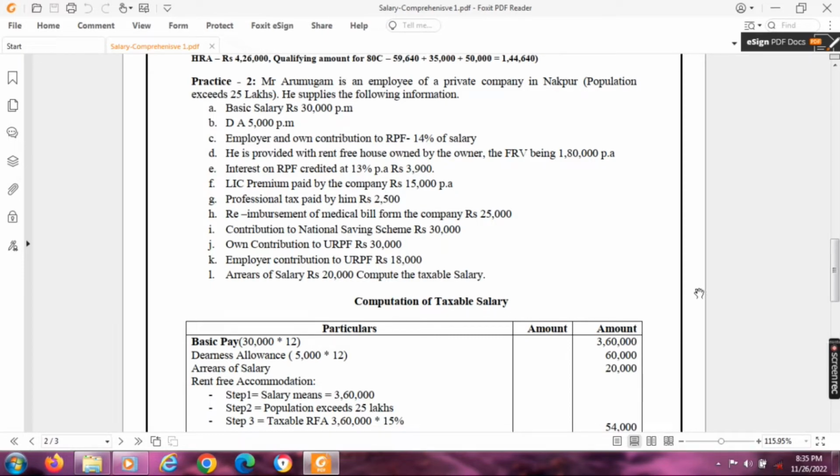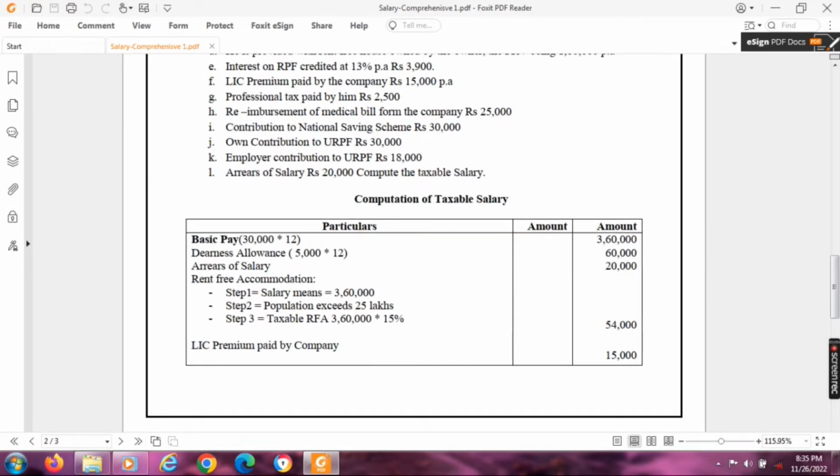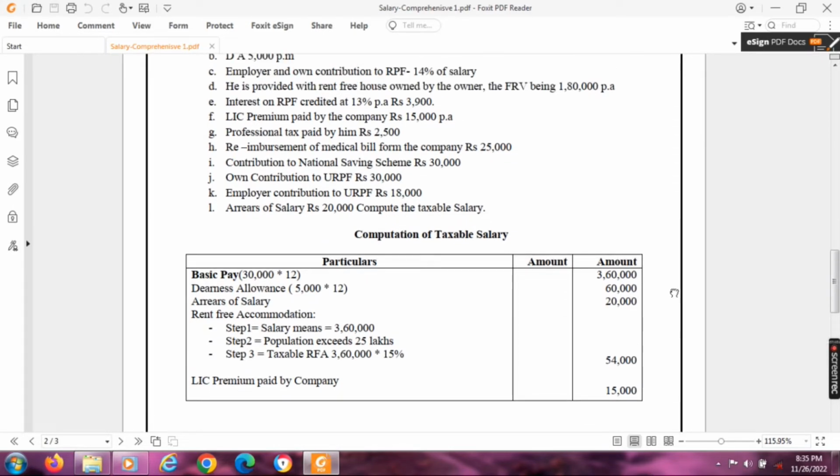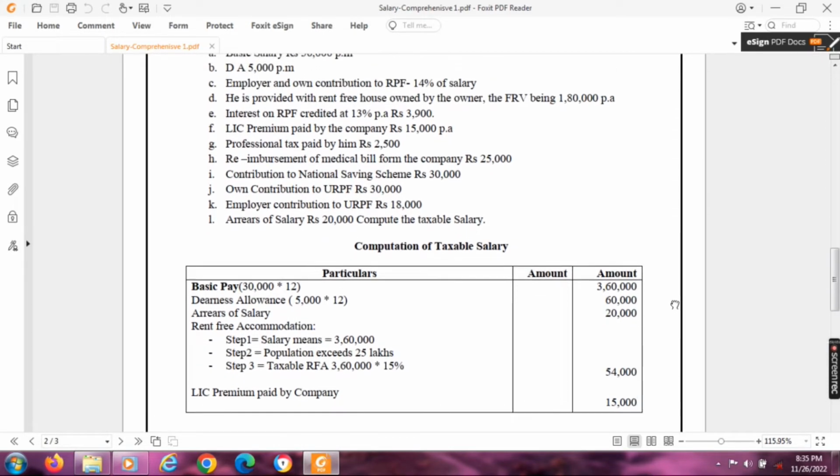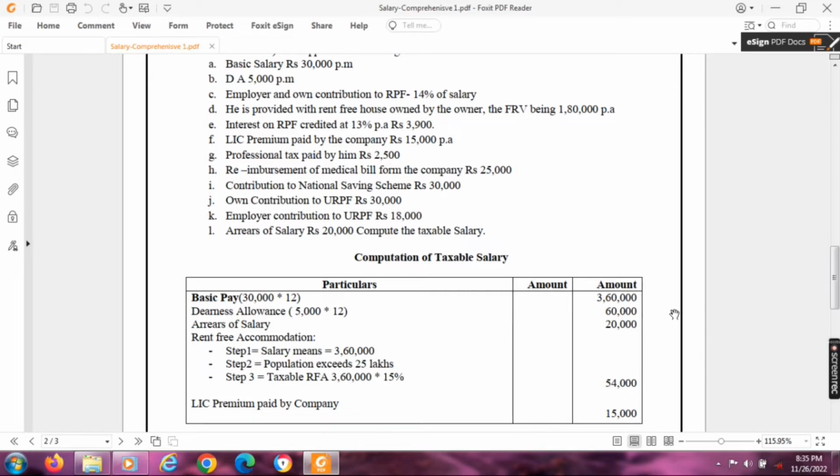First, basic pay 30,000 into 12, 3,60,000. Next one is dearness allowance 5,000 into 12. Next one, arrears of salary. The last information will be recorded as a third one for the standard procedure. Next is we go for rent-free accommodation.